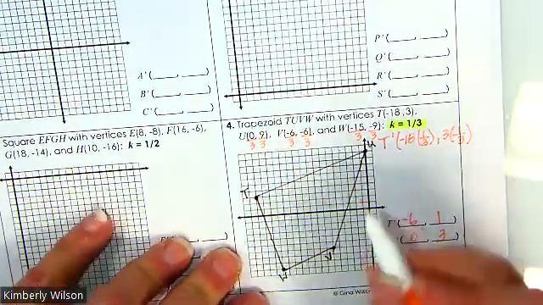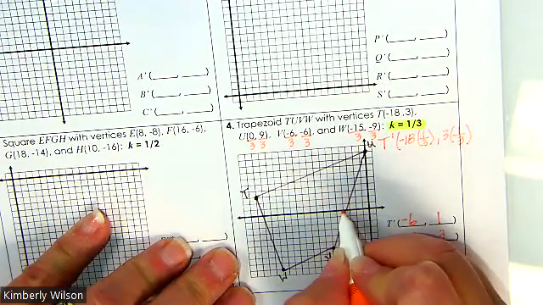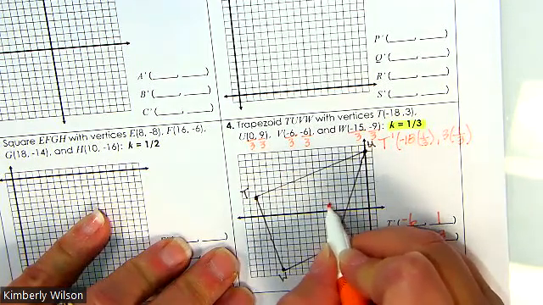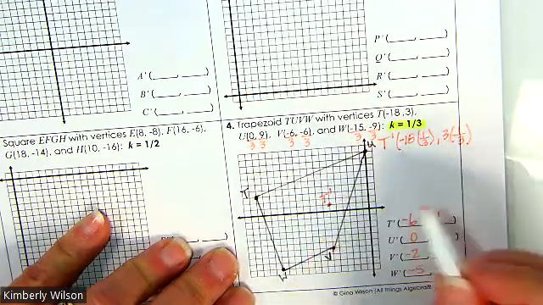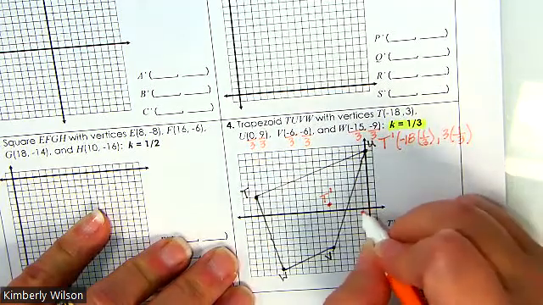And now we plot those points. Negative 6, 1. So we have 2, 4, 6, negative 6, 1. So there's T prime. U is 0, 3.